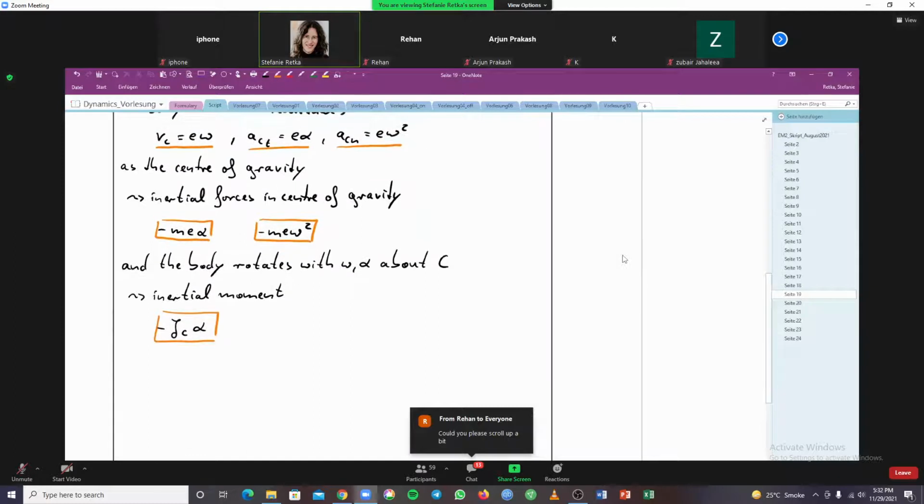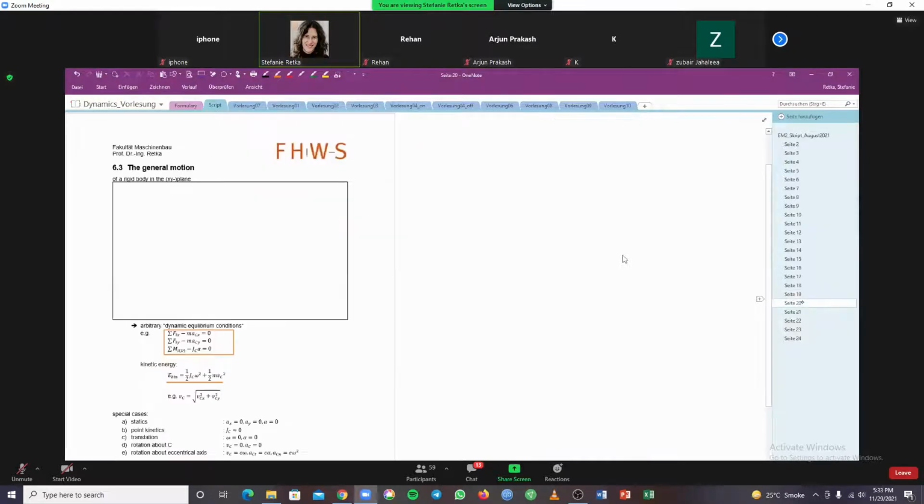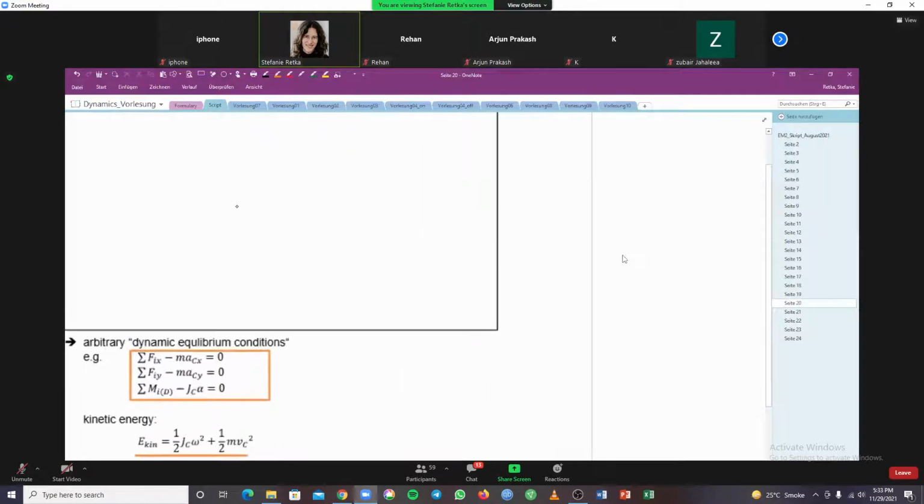This is how the equations would look in case of a pure rotational motion about an asymmetrical axis. Now, as a last step, and before we start solving a whole lot of exercises, we will make the step to the general motion. And once we're able to describe the general motion, we can always simplify it to the specific types that we discussed so far.